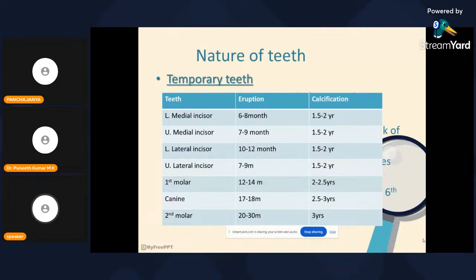And first molar will be at 12 to 14 months. And canine will be 17 to 18 months. And second molar will be 20 to 30 months. This is how the eruptions of teeth will take place in their respective durations.